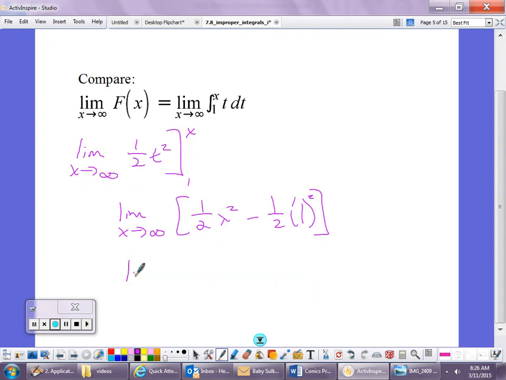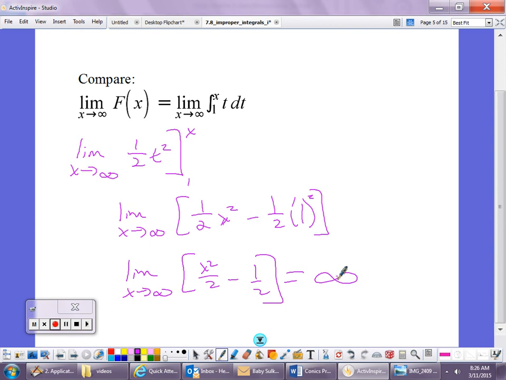So I've got the limit as x goes to infinity of x squared over 2 minus 1/2. And obviously, as x goes to infinity, this thing is going to become infinitely large, infinity squared over 2. It's going to get bigger and bigger and bigger. The farther I go, the bigger it's going to get, so it's going to just approach infinity.